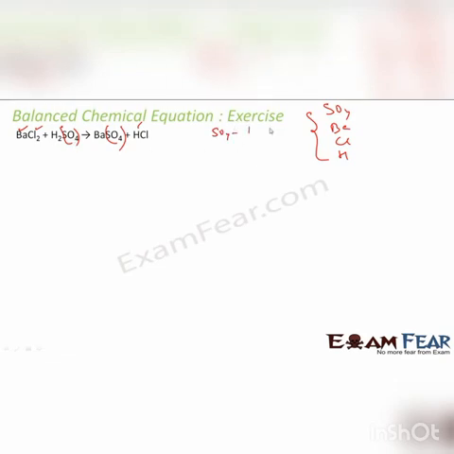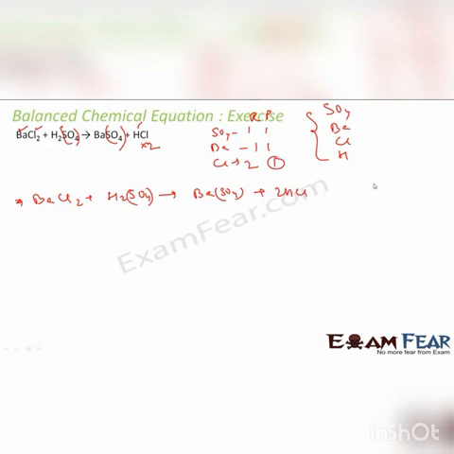In reactant we have 1. In product we have 1. Sulfate is 1. Barium part. Next is barium. Barium we have 1 here, balanced. Next is chlorine part. We have 2 chlorine here. In product we have only 1 chlorine. Oops, it is not balanced. Let's multiply with 2. Correct? So what you get now is barium chloride plus H2SO4 gives barium sulfate plus 2HCl.